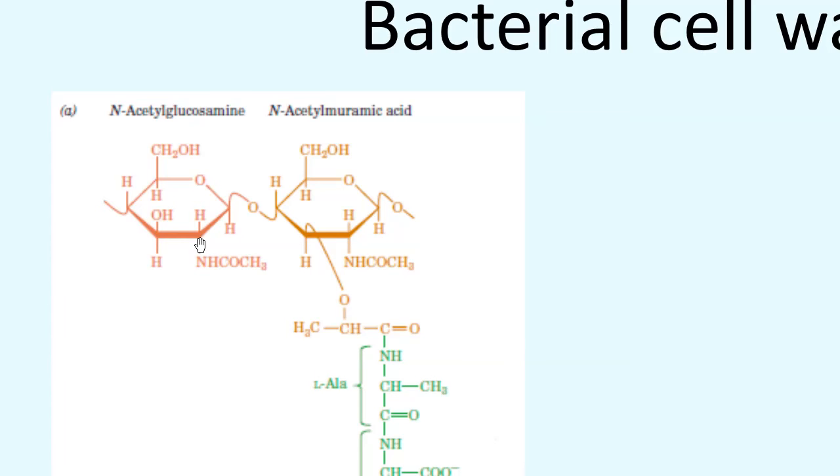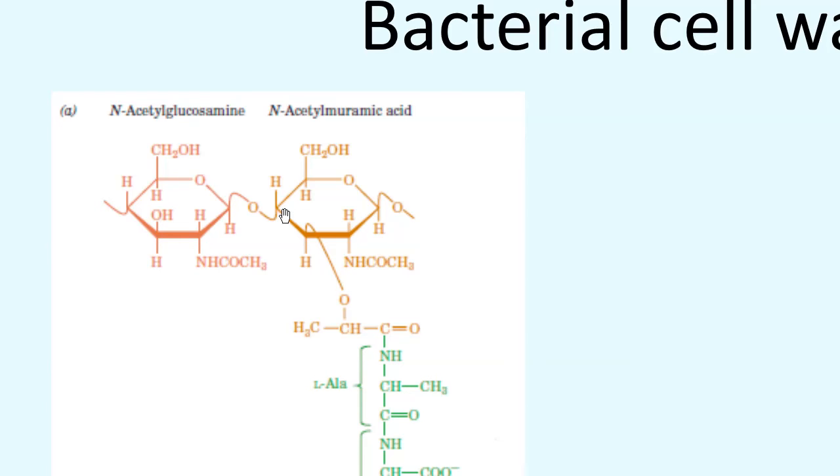This part of the molecule shown in orange color is N-acetylglucosamine. This is glucose in which the hydroxyl of carbon 2 is replaced by an amino group, and one of the hydrogens of the amino group is substituted by an acetyl group. So the resulting molecule is N-acetylglucosamine. N-acetylglucosamine is in beta configuration. It is linked to N-acetylmuramic acid through beta 1 to 4 glycosidic bond.